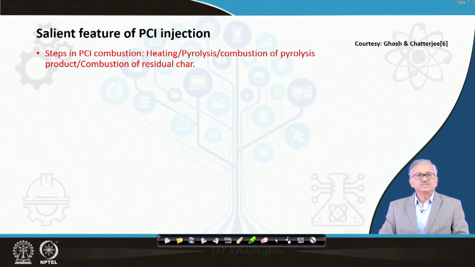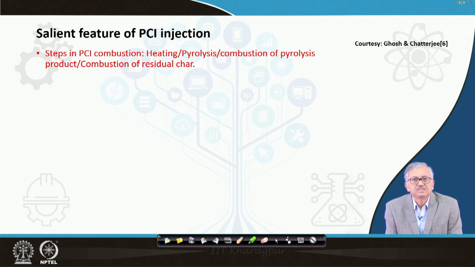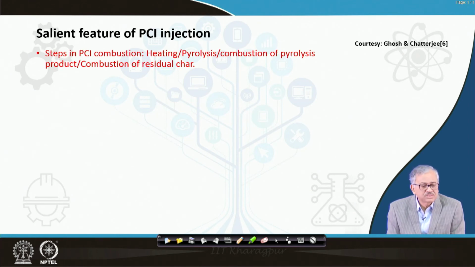The salient features of the PCI injection. The Ghosh and Chatterjee book has it written very nicely. What are the salient features? First, the steps in PCI combustion. What are the steps? One is heating: after you take out the moisture, the PCI has to be heated up to its reaction temperature, or the pyrolysis temperature. So, first heating is required, then pyrolysis.